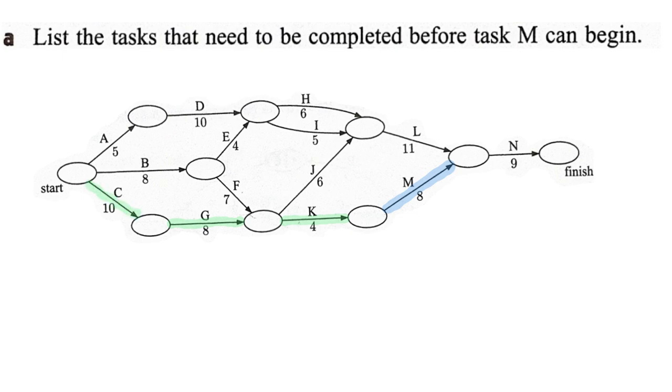But notice also that task F needs to be fulfilled before we actually do task K, as does task B. So our answer here is going to be B, C, F, G, and K. None of the other tasks will be required to do task M.